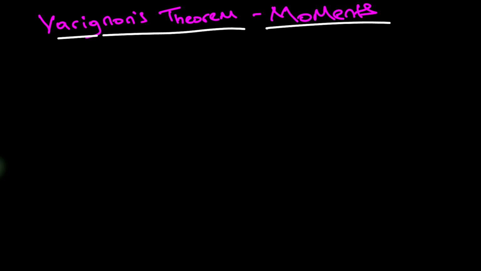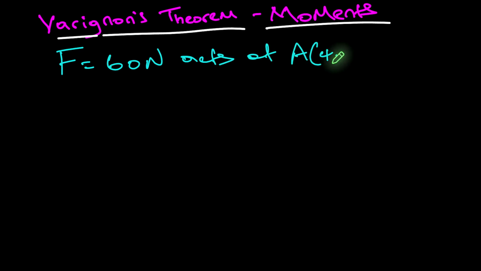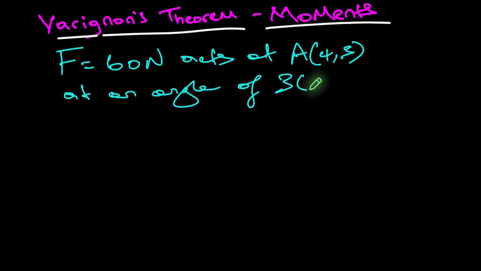In this video, we're going to use Varignon's theorem to evaluate the moment of forces. Now, say we have a force F, and that force F equals 60 newtons. And that force, let's say it acts at a point A, and that's our coordinate (4, 3), and also at some angle of, let's say, 36.9 degrees, and this happens above the horizontal.